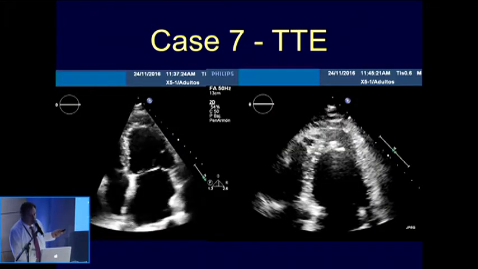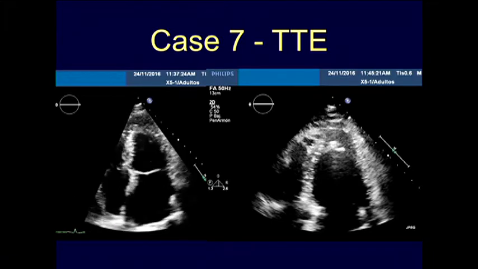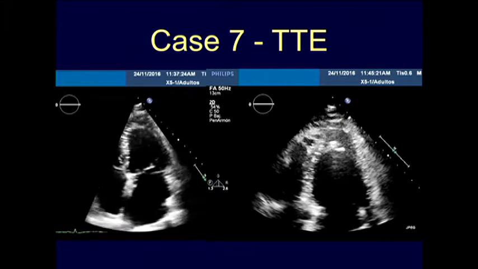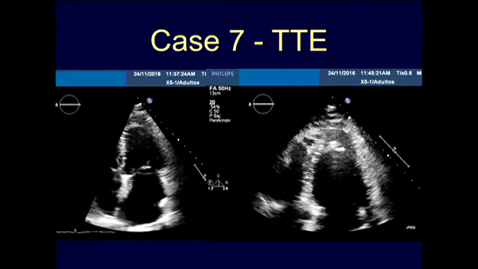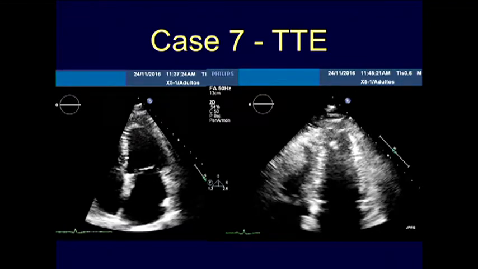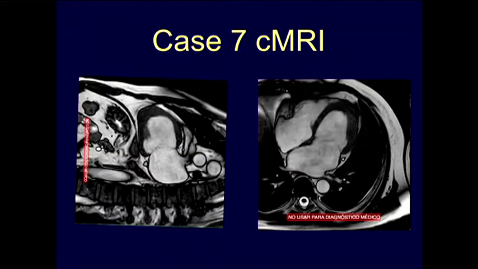There is increased apical tissue. Is this hypertrophic heart disease? There are some areas of hyperechogenicity. Any volunteers? Well, this could be apical hypertrophic cardiomyopathy. There is more tissue in this area.